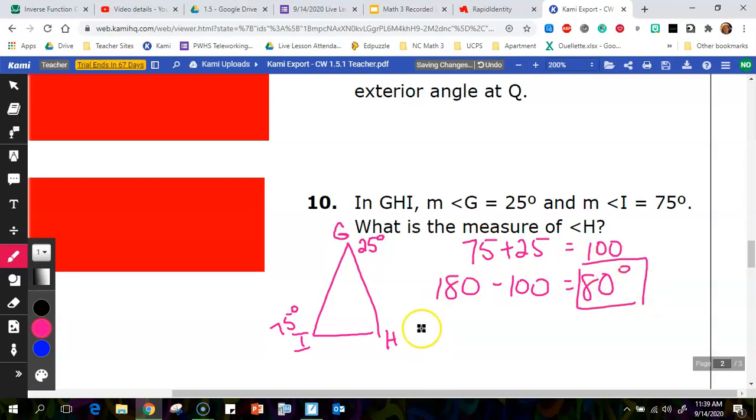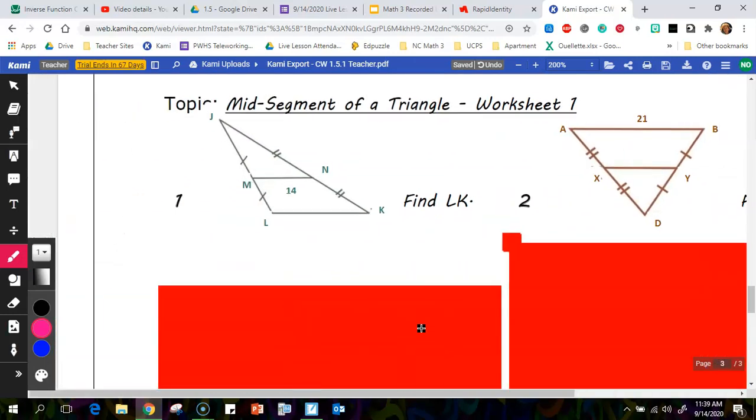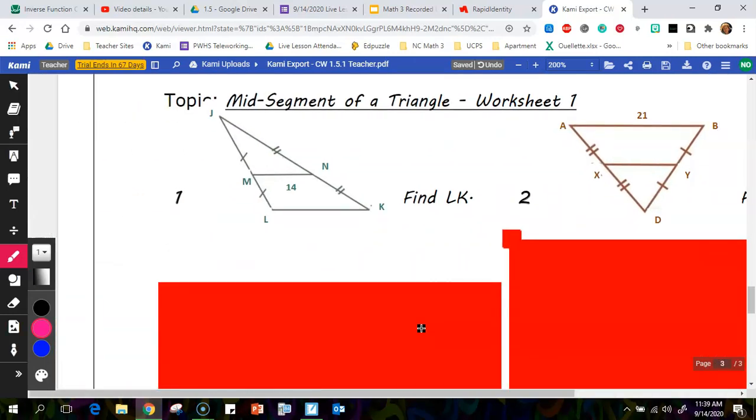All right, let's look down at the next worksheet. So this is mid-segments. And the biggest thing we want to remember about mid-segments is that the mid-segment is half of the segment that it's parallel to. So if I were to talk about this mid-segment right here, it would be half the length of this one, okay? So what they're asking me for is the purple segment. So the purple segment, if the pink one is half of the purple one, then the purple one is twice the pink one. So we just multiply 14 times 2 to get LK, so that would be 28.